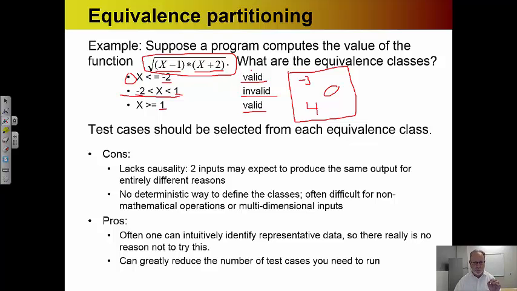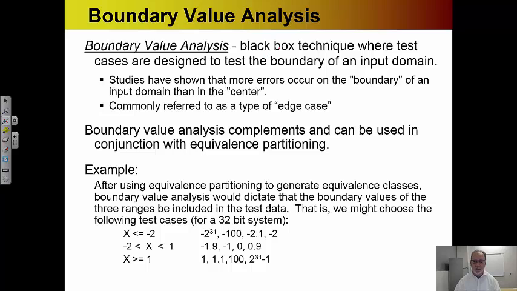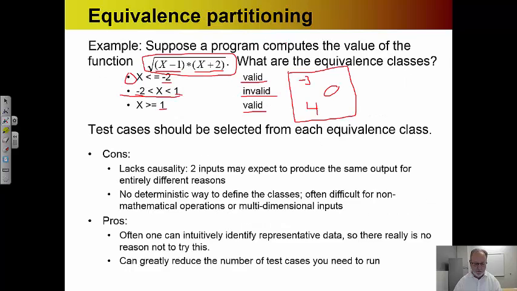The process related to equivalence partitioning of identifying those special cases is called boundary value analysis. Black box techniques where test cases are designed to test the boundary of an input domain. All right. So, lots of studies can show, and it probably matches your intuition, that more errors happen at these boundaries, right? I mean, even look at our definition here. We're more likely to get an error at these boundaries because maybe our logic was incorrect. Maybe we're not handling rounding. What if somebody handed us a float and we're rounding incorrectly? All kinds of reasons.